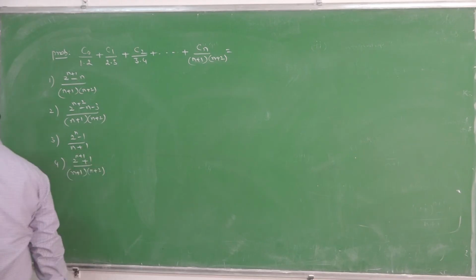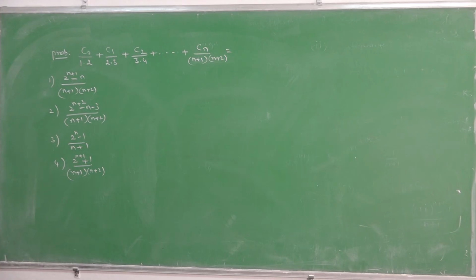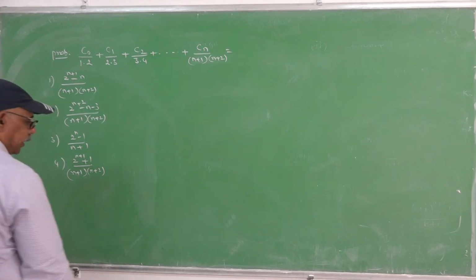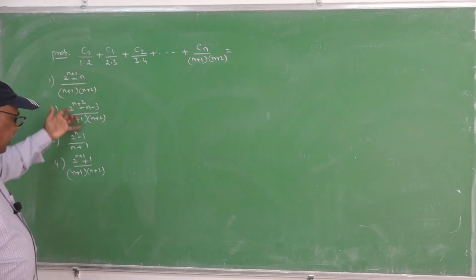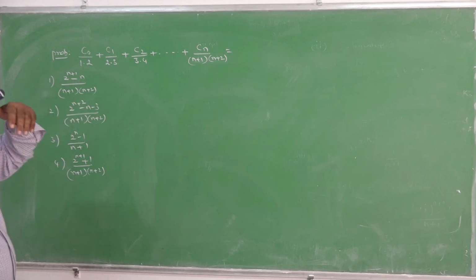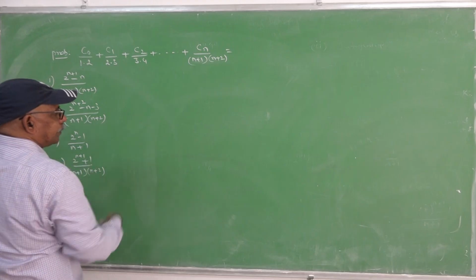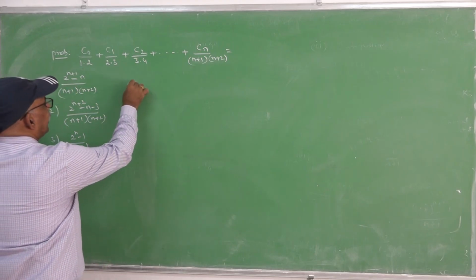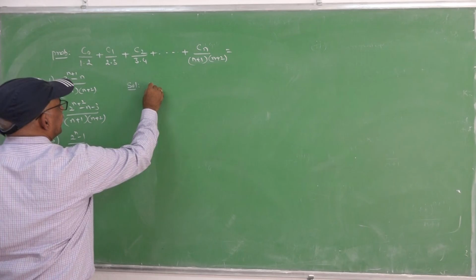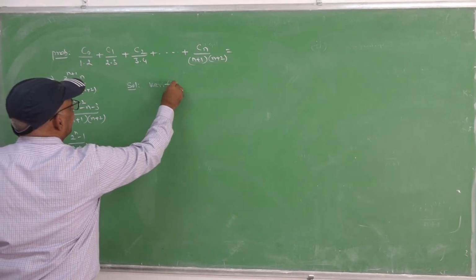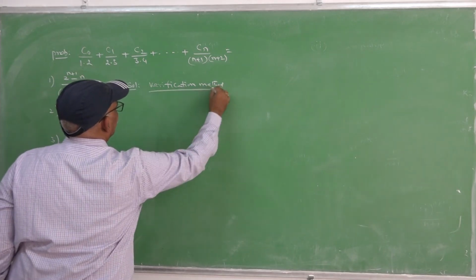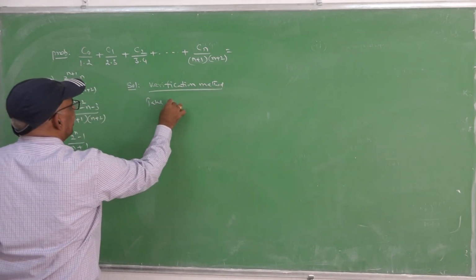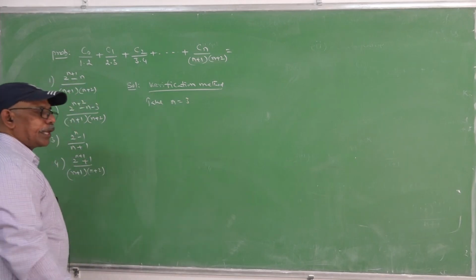Okay. Of course, you can verify for a particular value of n, taking n equal to 3, the first 3 terms, taking n equal to 3 in these options, and compare the result. By verification method, you can apply. Now I will take the verification method. Take n equal to 3, 3 terms.